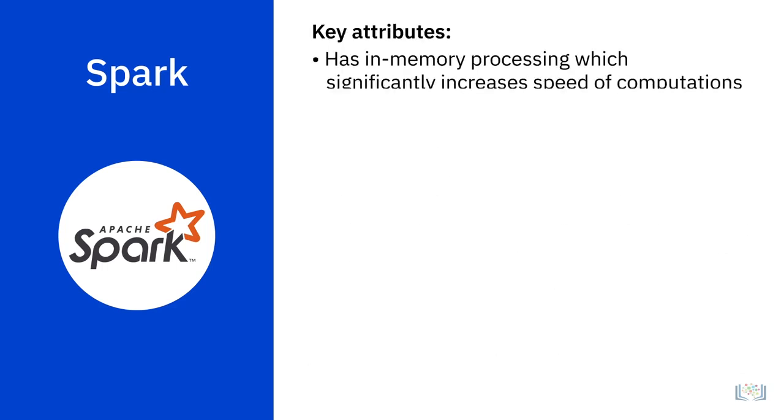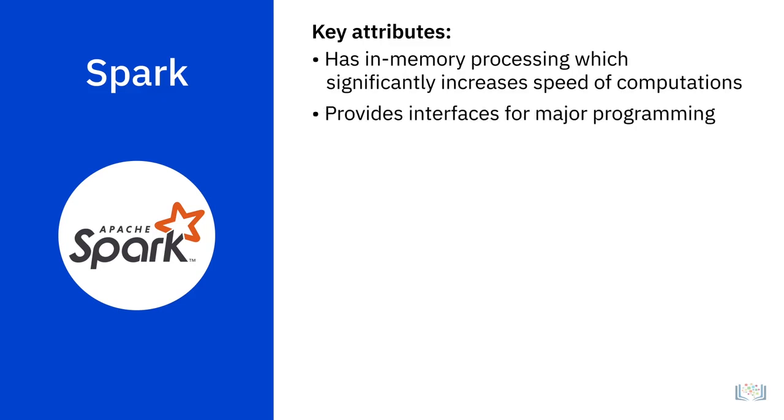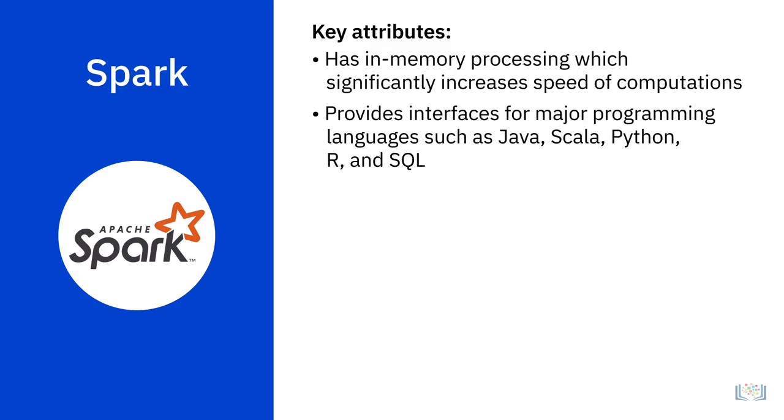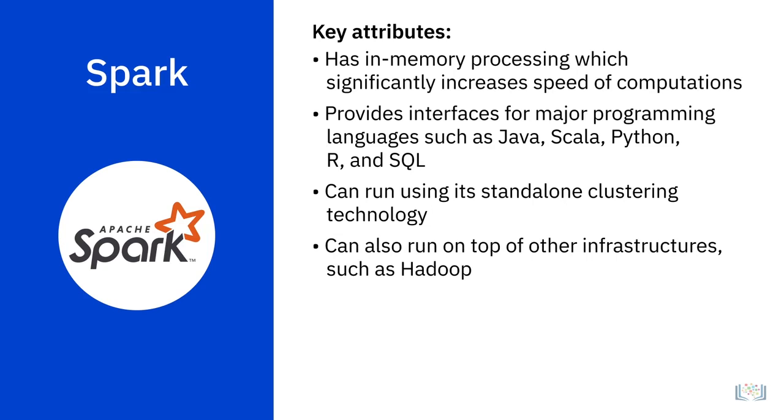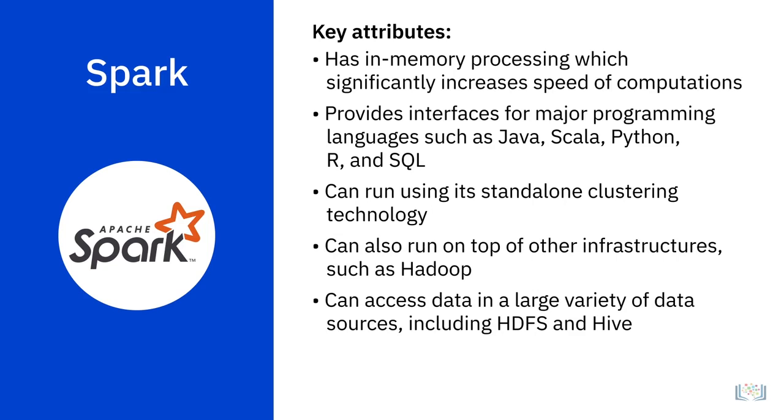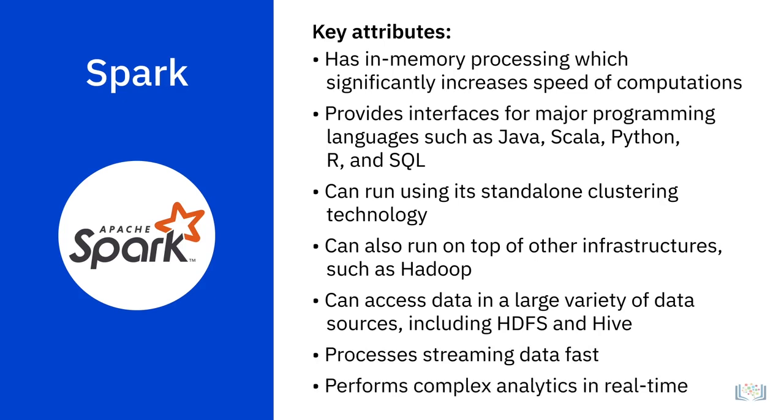It takes advantage of in-memory processing to significantly increase the speed of computations and spilling to disk only when memory is constrained. Spark has interfaces for major programming languages, such as Java, Scala, Python, R, and SQL. It can run using its standalone clustering technology, as well as on top of other infrastructures such as Hadoop. And it can access data in a large variety of data sources, including HDFS and Hive, making it highly versatile. The ability to process streaming data fast and perform complex analytics in real time is the key use case for Apache Spark.